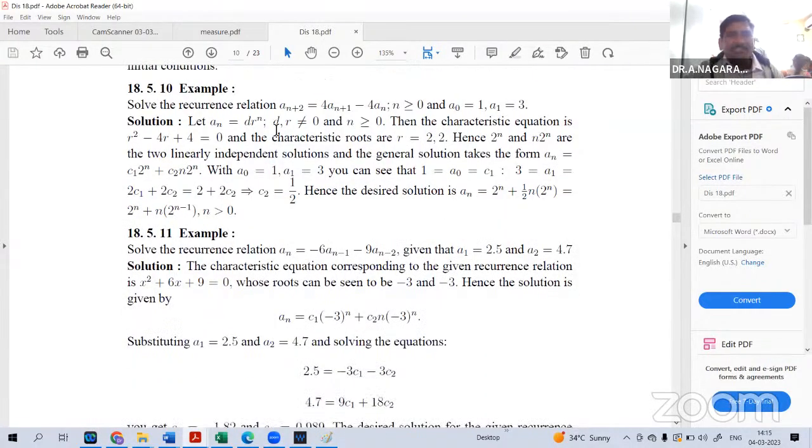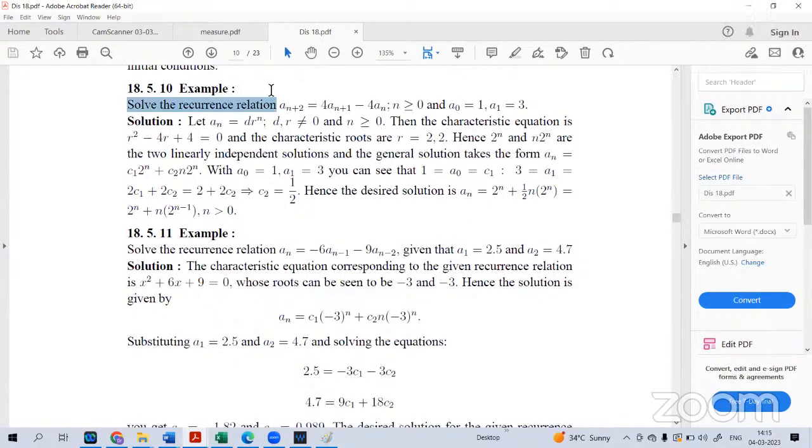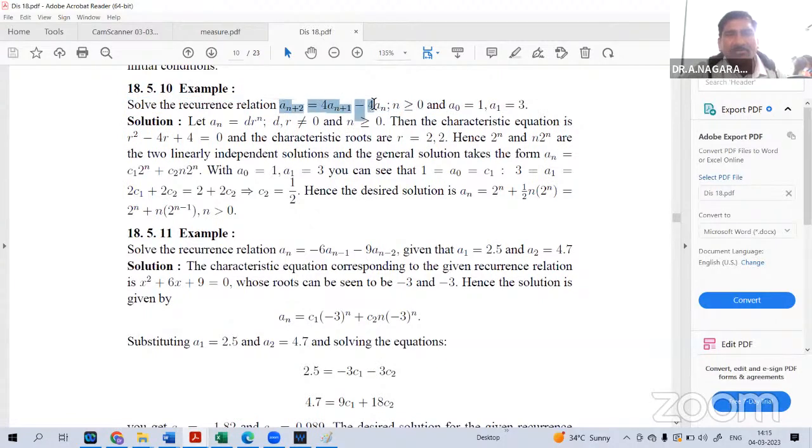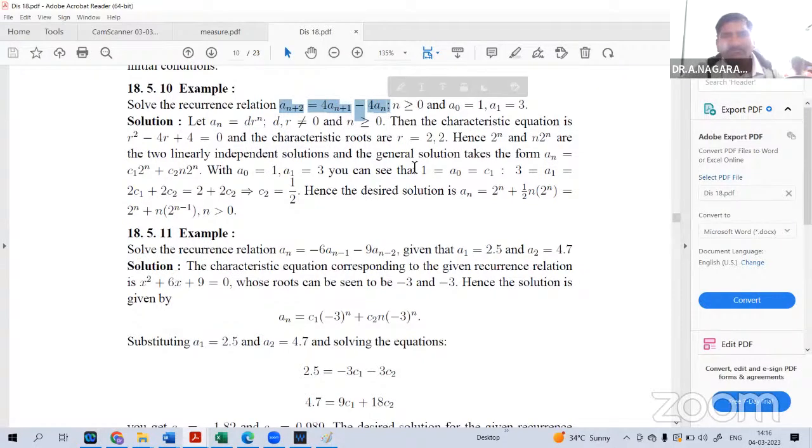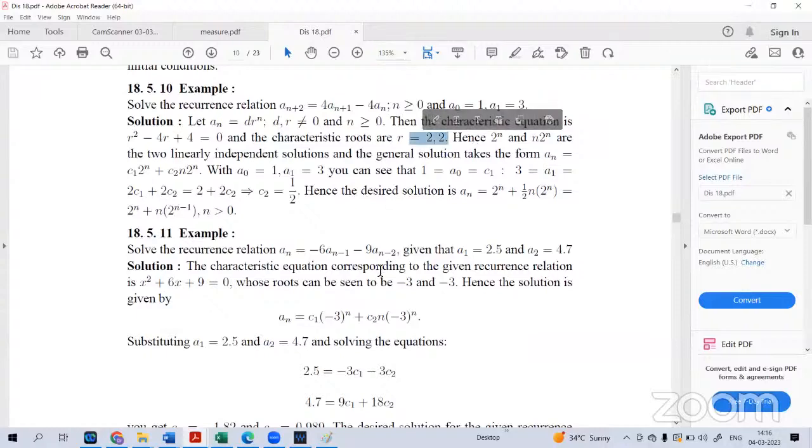Next, solve the recurrence relation a_{n+2} equal to 4a_{n+1} minus 4a_n. This is another example. Another question: how many roots are there? Two roots. The roots are equal.